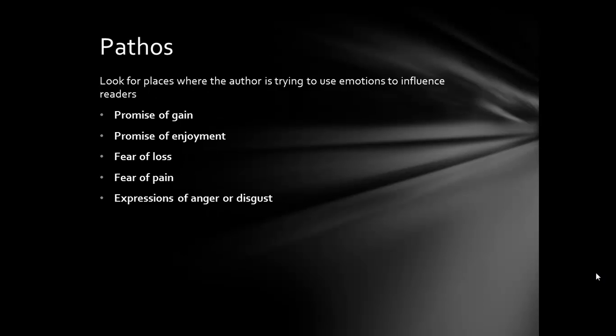The final rhetorical concept that you'll want to look for is how the author uses pathos or emotions to influence her readers. And this usually involves either the promise of gain, promise of enjoyment, a fear of loss, a fear of pain, or expressions of anger or disgust. And you'll want to pay particular note that analysis with a capital A is the password to this week's reading response.